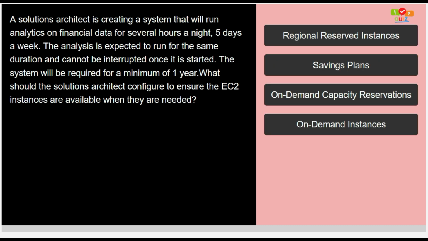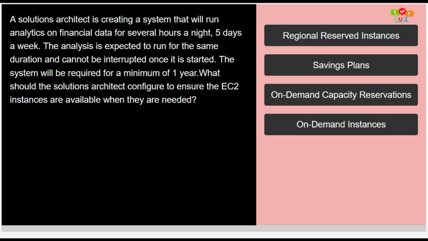A solutions architect is creating a system that will run analytics on financial data for several hours a night, 5 days a week. The analysis is expected to run for the same duration and cannot be interrupted once it is started. The system will be required for a minimum of 1 year. What should the solutions architect configure to ensure the EC2 instances are available when they are needed? So this was your question.